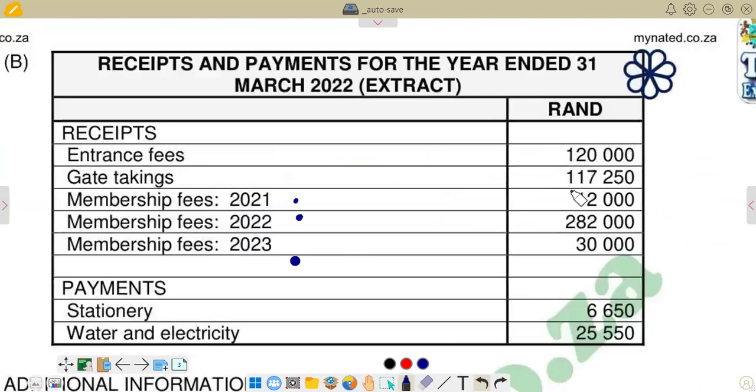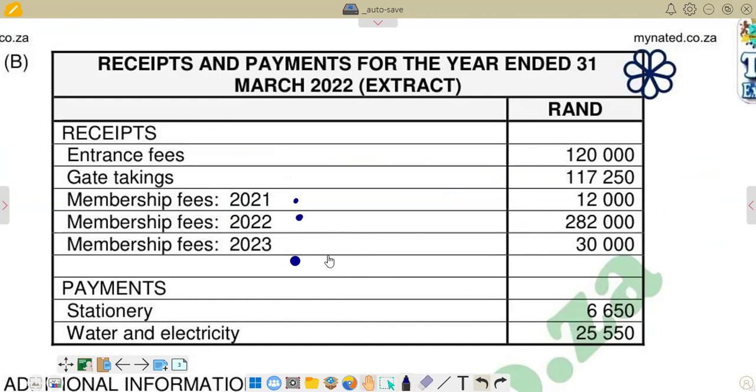So what it means is 12,000 was for membership fees for 2021. Then 282,000 was paid for membership fees that was supposed to be received for 2022, and then 30,000 is for 2023. So all the additional information we're going to relate back to specific periods according to the explanation that we are given in the additional information.